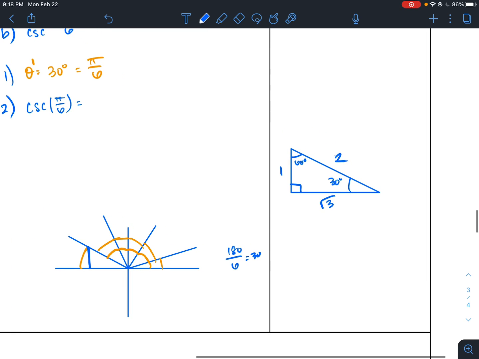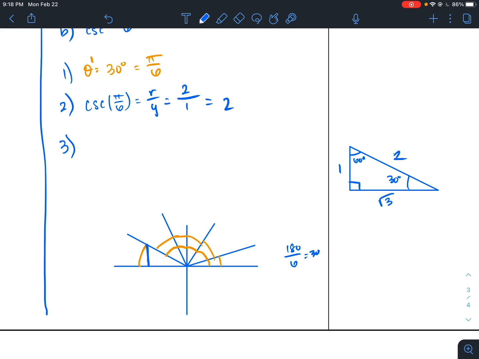And cosecant, like we said, is R over Y. So in this case, R is 2 divided by Y. And so in this case, Y is 1. So it's just equal to 2.